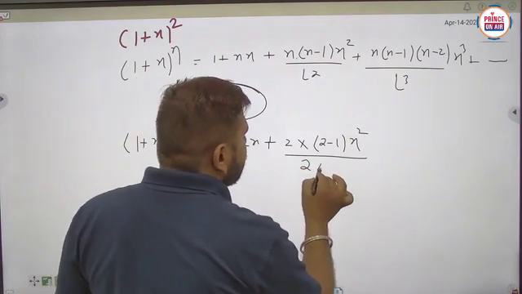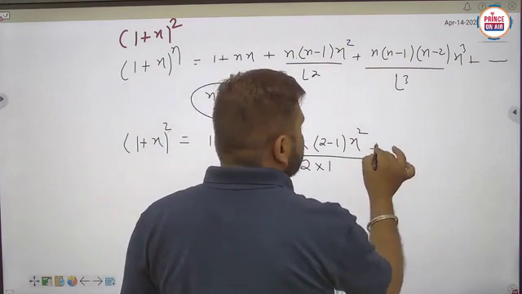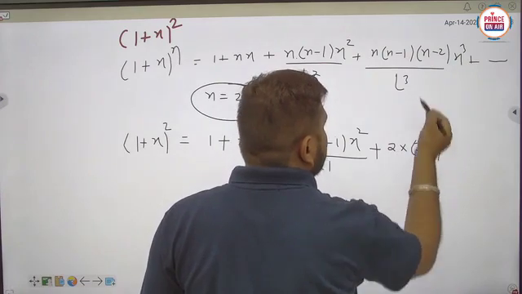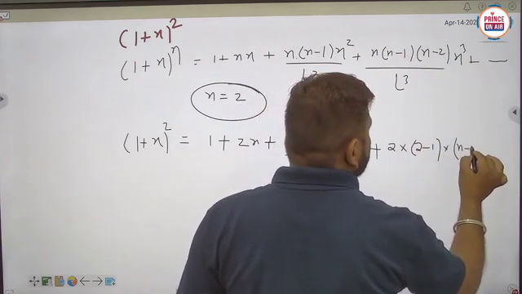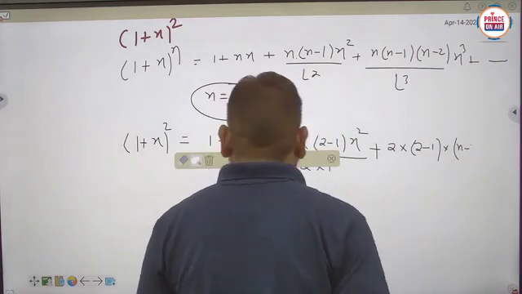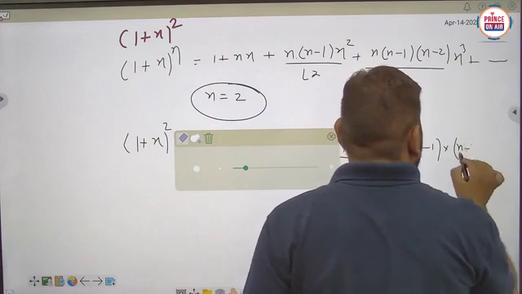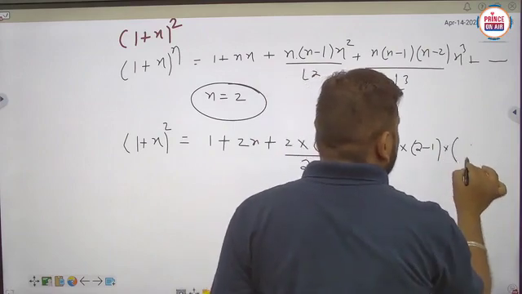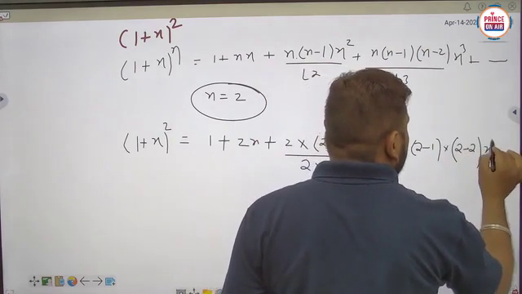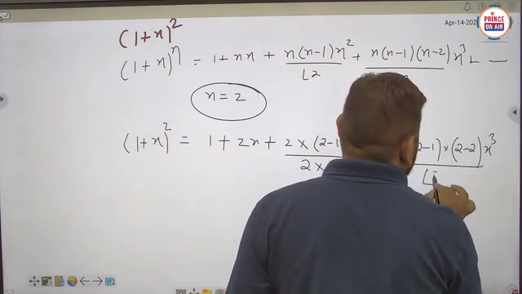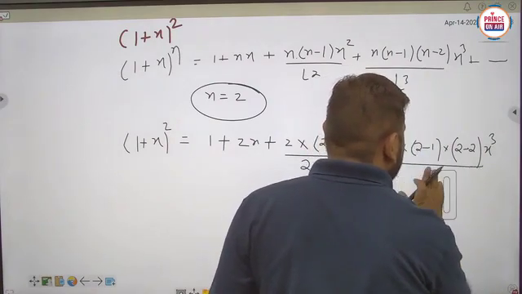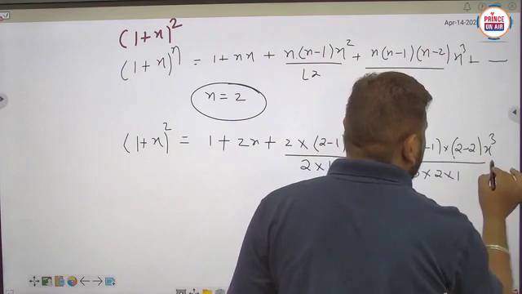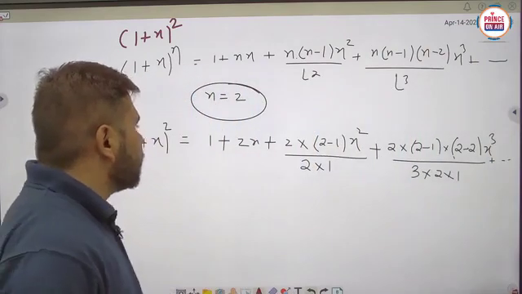Factorial 2 means 2 into 1, plus n, which is 2, into (n minus 1), which is 2 minus 1, into (n minus 2). What is the value of n minus 2? Clear beta? So 2 minus 2, into x cube upon factorial 3. Factorial 3 means 3, 2, 1, and so on. Clear? So now solve this.